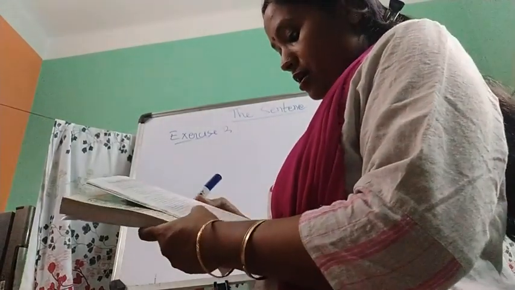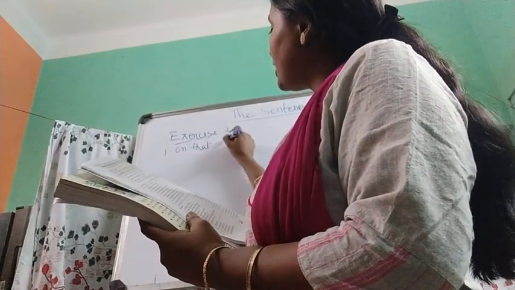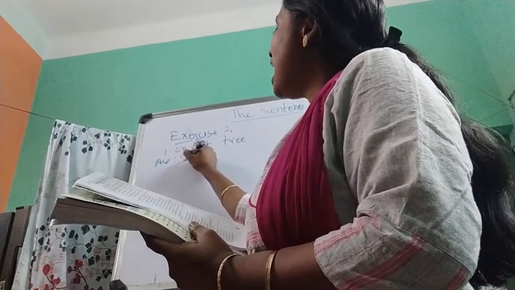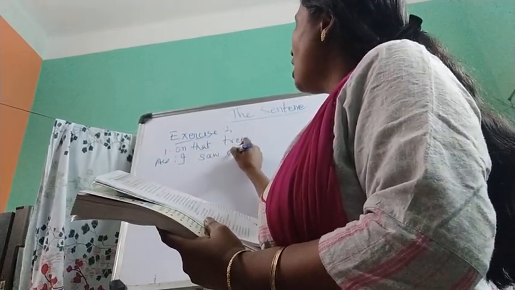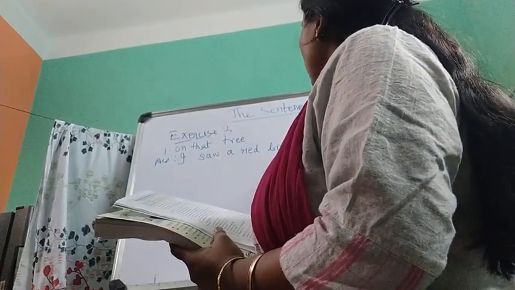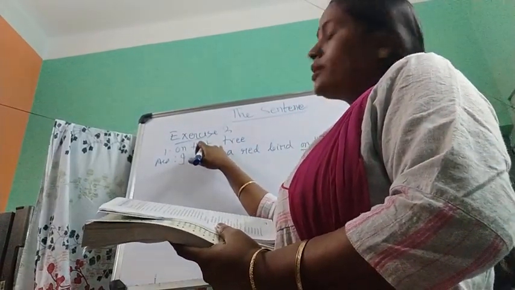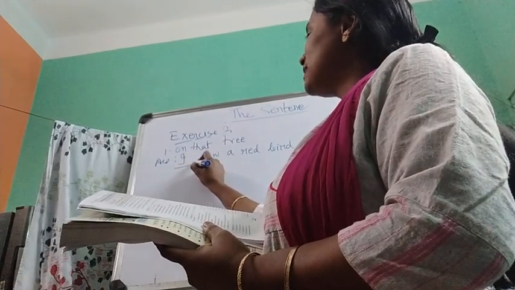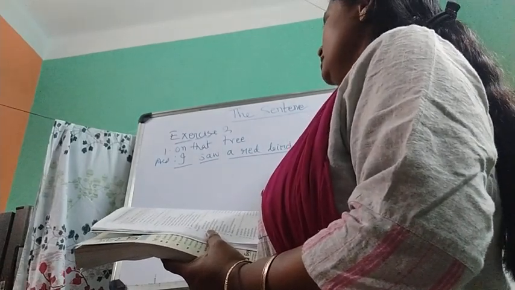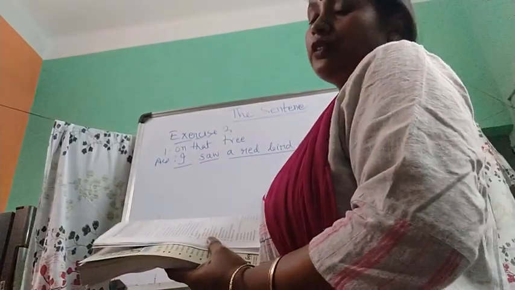Okay, now number 1, on the tree, you can write the answer: I saw a red bird on the tree. Now this was a phrase, it had no subject, no predicate, no verb. Now you see, I, subject, saw, verb, a red bird on the tree. Now it becomes a complete sentence with the phrase here.